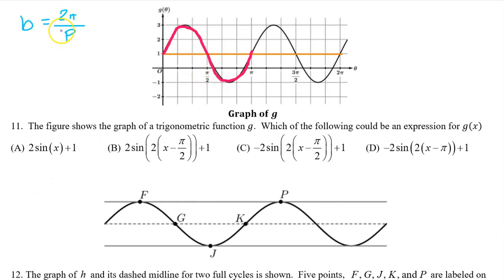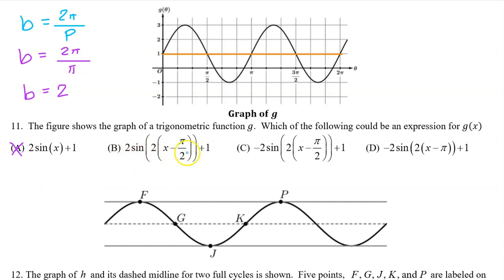Let's see if the b value of g matches the b value of option A. We know that the b value is equal to 2 pi divided by the period. This period of g is pi. It goes from 0 to pi. So the b value of g should be 2 pi divided by pi. The pi's cancel out, leaving b is equal to 2. Option A has a b value of 1. So A cannot be the answer. The rest of the options do have a b value of 2.